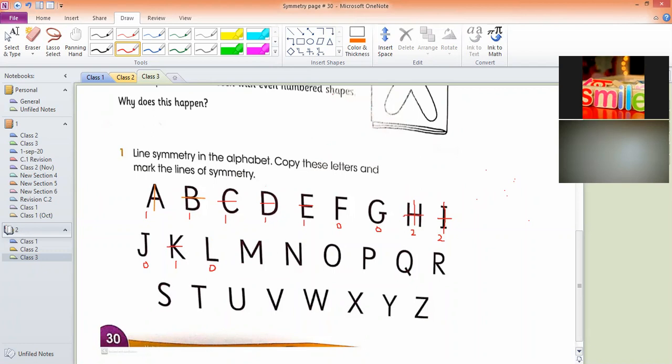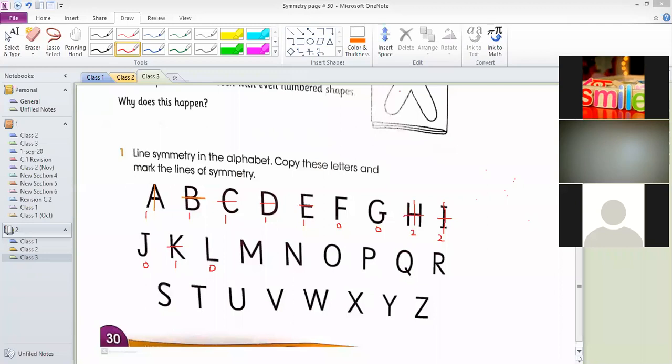Now tell me about M, guys. Does M have a line of symmetry? Yes, vertical. Okay, guys, tell me in the chat box, which symmetry does M have? Vertical or horizontal, or vertical and horizontal?